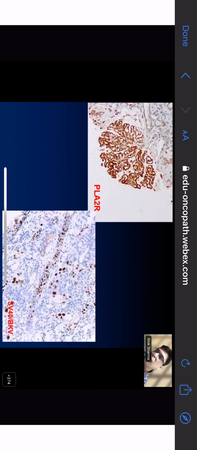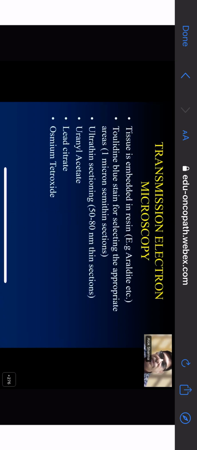So just showing you a couple of slides. The left one on the top is PLA2R. PLA2R is the phospholipase A2 receptor antibody, which is a very common component of the immune complexes in membranous glomerulopathy, right? And the bottom one shows you nuclear staining for BK virus. So a lot of transplant biopsies get infected by this horrible virus, and it literally eats up the renal allograft. So this is the only reliable way you can detect BK virus nephropathy.